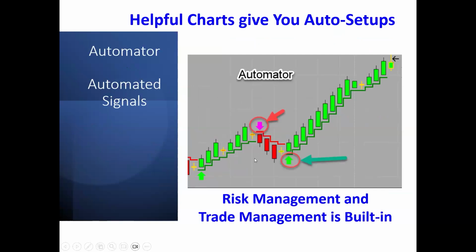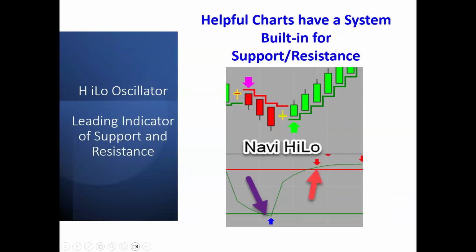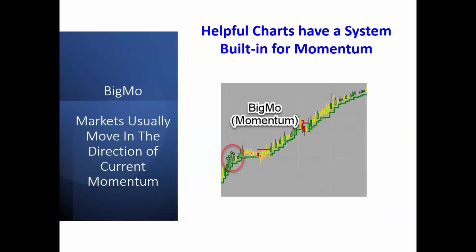All right, so we also have our Automator, which is the automated signals on the screen, the green arrows for buys, magenta arrows for sells. That's the Automator. We also have our high-low indicator, which is our own oscillator. It will give you an early warning sign of support and resistance. Big Mo indicator will show you momentum. Markets usually trade in the direction of momentum.